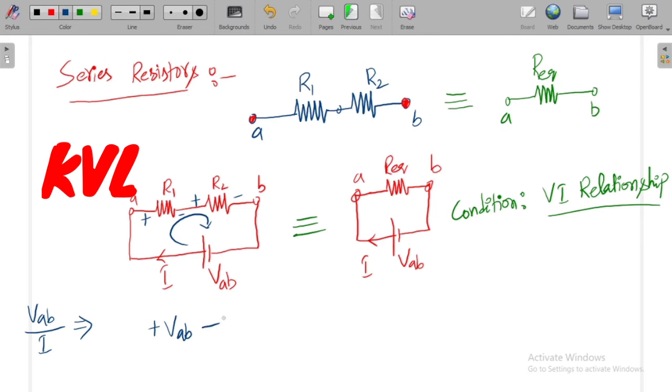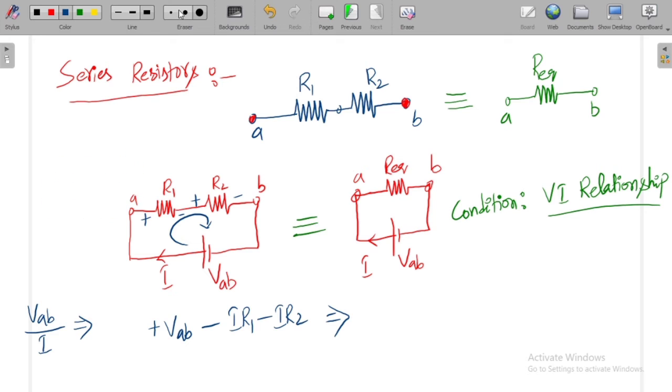I represent the voltage drop with a negative sign. So the voltage drops are I times R1 and I times R2. These are with a negative sign, and the sum of all the voltages must be equal to 0 according to Kirchhoff's voltage law. So by equating this to 0, we get VAB is equal to I times (R1 plus R2).